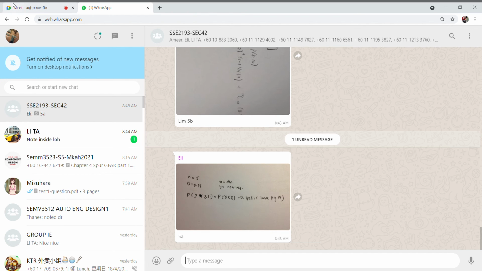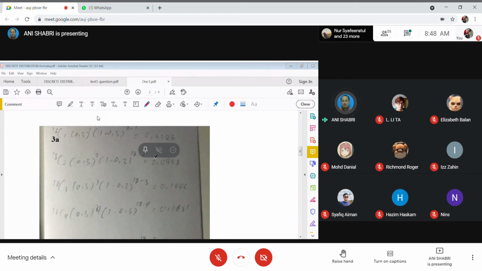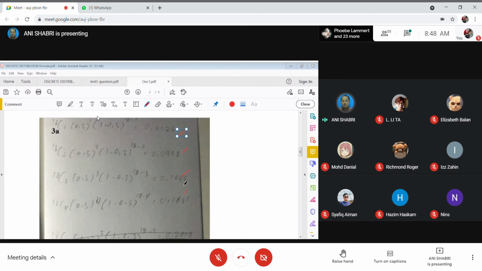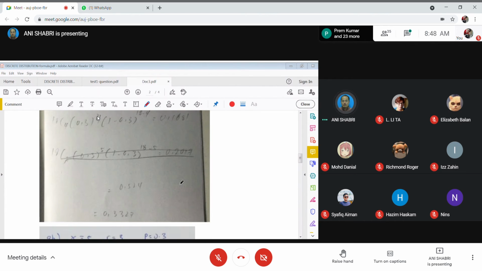If you see Syafiq answer, it is not clear. Answer Syafiq is not clear. Syafiq is okay. He do one by one. It is using calculation. This one. The lastly, he just how to find this one not clear. This one you have two answers, but the answer is wrong.